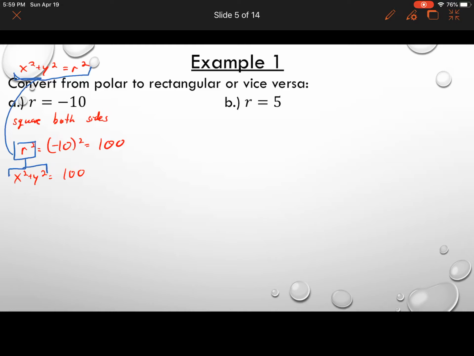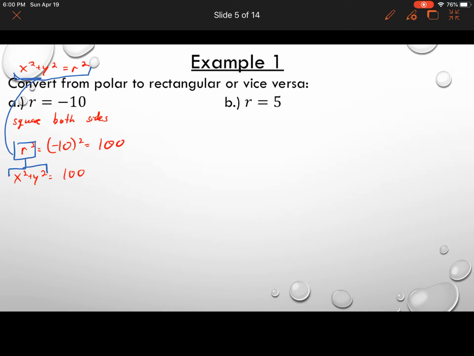Now, just to point out, how do we know we're done? We know we're done because our equation just has x's and y's in it. Recall, if you start with a polar equation, so an equation in terms of r and theta, you know you're done when your equation just has x's and y's in it. That's how you know you're done. All right.